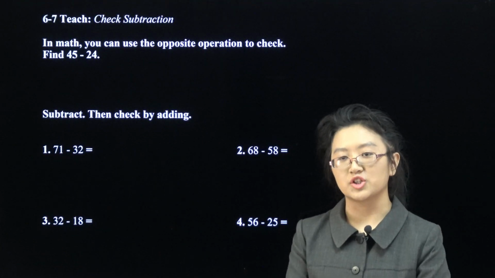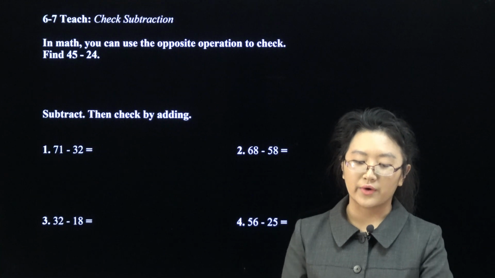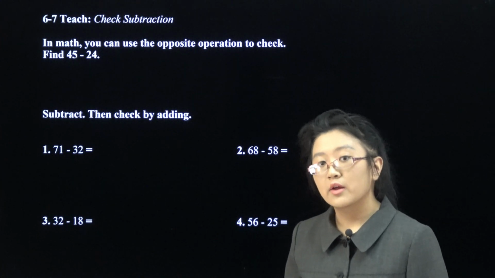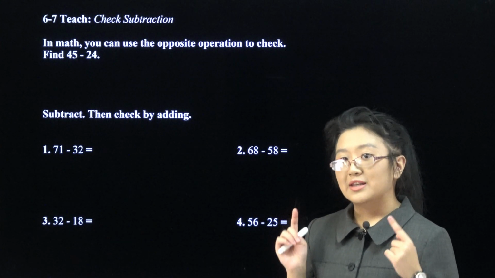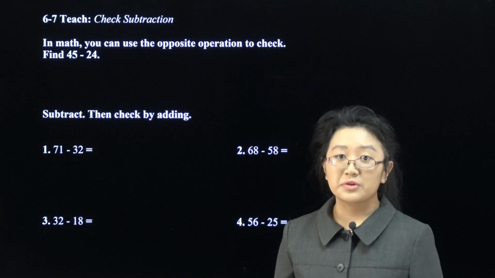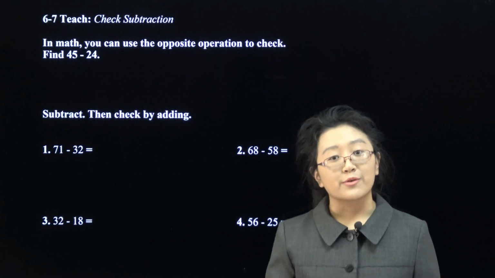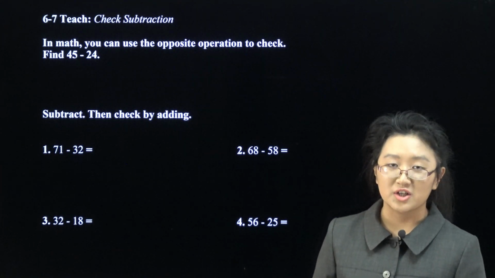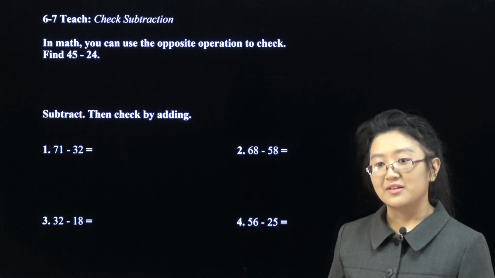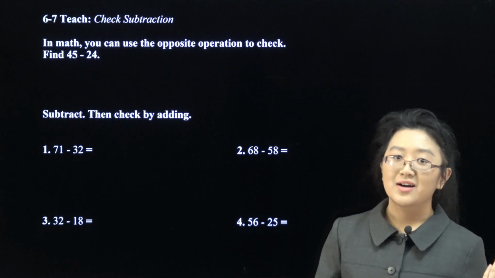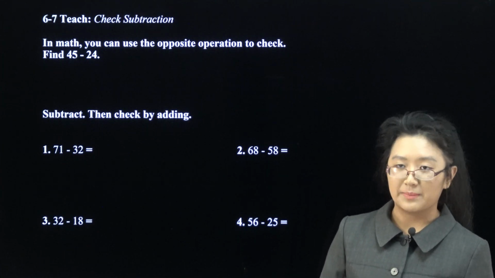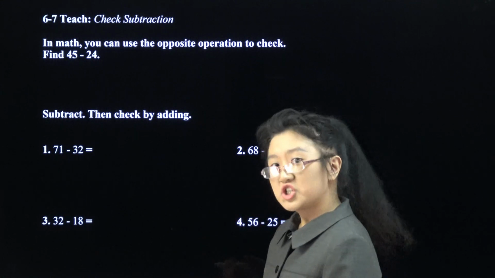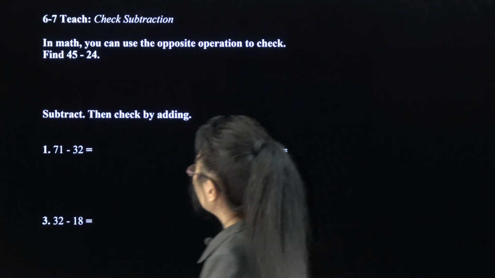How do we check subtraction? Except, well, just looking over it. In math, you can use the opposite operation to check your answers. Now, when we first introduced subtraction, what did we tell you? Subtraction is the opposite of addition, which means that when we do subtraction, the opposite operation would be addition. And when we do addition, the opposite would be subtraction. So when you subtract, you can check by adding. Let me show you.